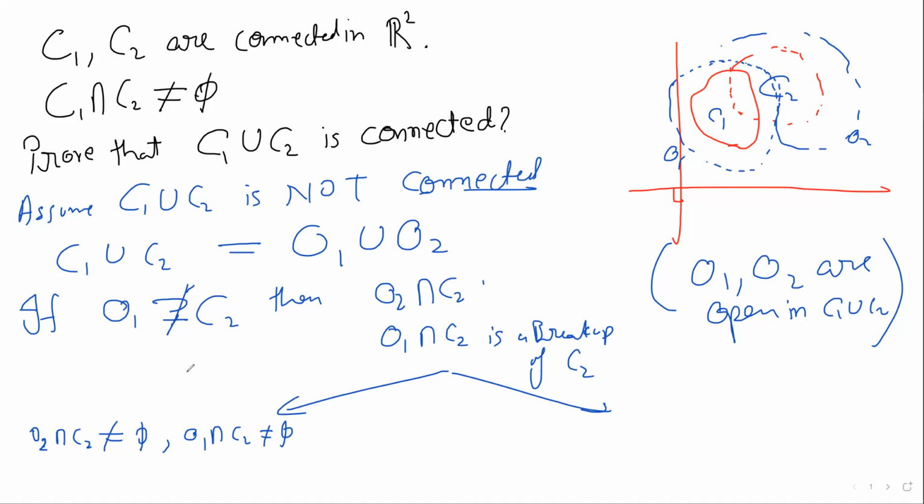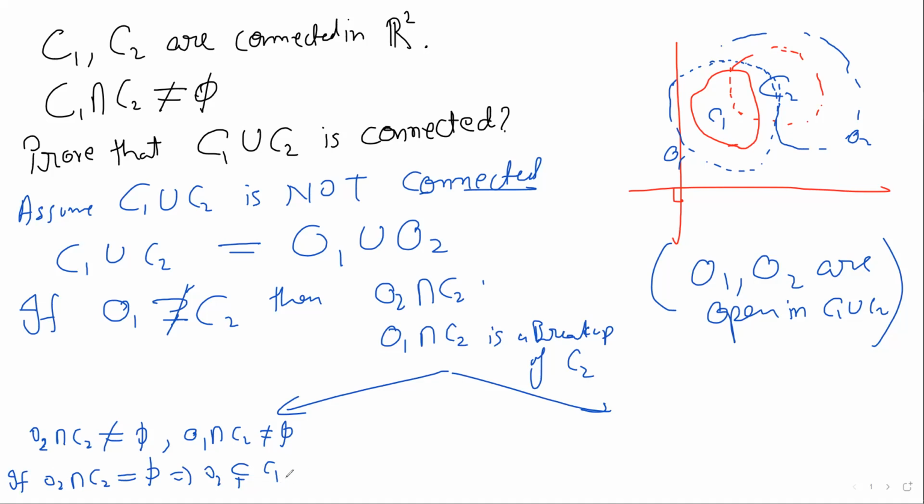right? Can O2 be disjoint? If O2 is disjoint from C2, then what does it mean? It means that O2 is contained in C1. Strictly contained in C1. Is that right? Just said set theoretically, right? O2 is strictly contained in C1 because C1 intersection C2 is not disjoint.